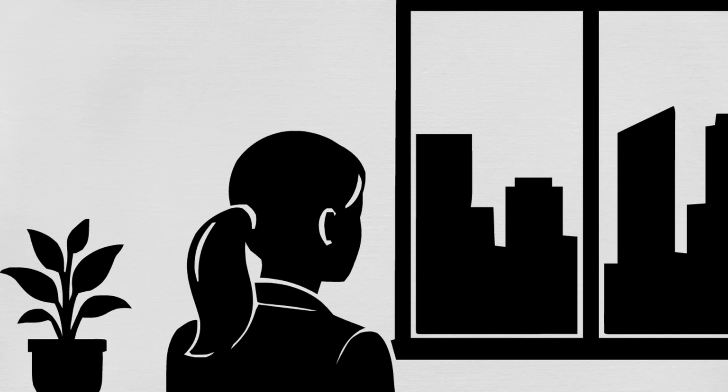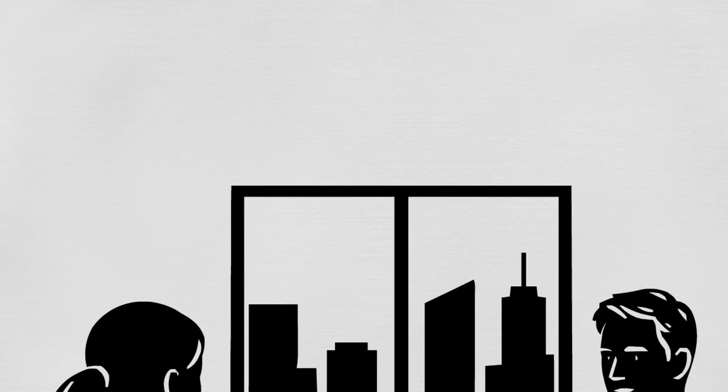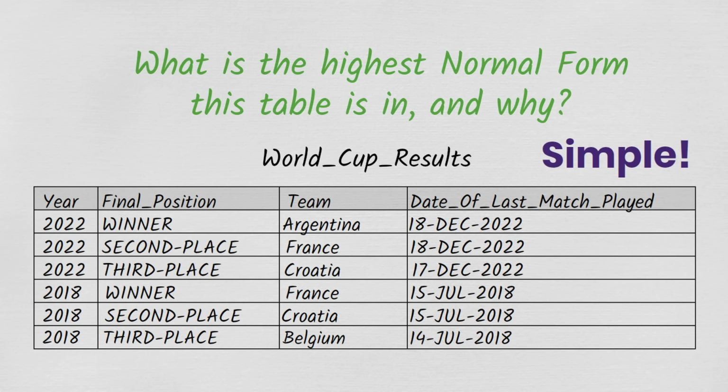You learned about normalization and the normal forms in the past, so by rights you should be able to apply your knowledge to the table you see in front of you. But how do you do that? Where do you start? The interviewer is waiting for your response.